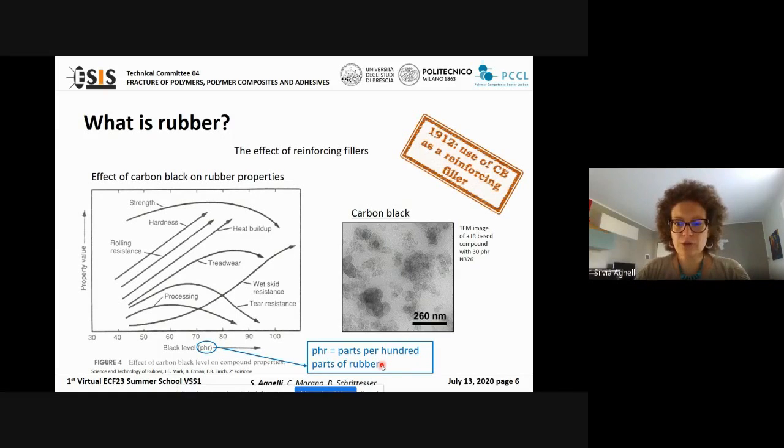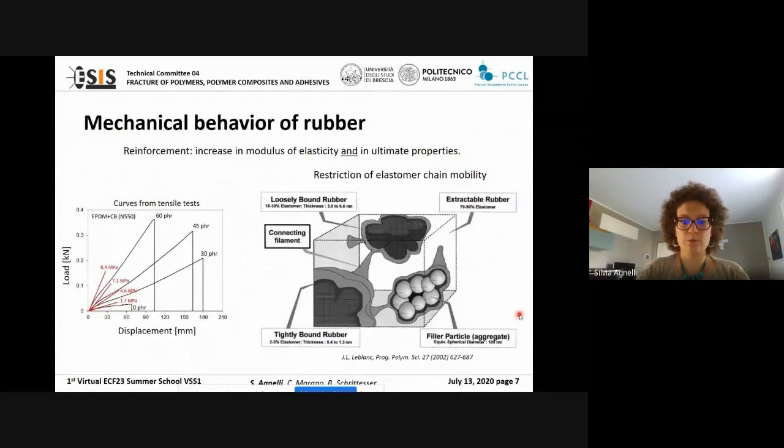The introduction of carbon black into rubber allows to increase not only stiffness, but also ultimate properties like the strength. This is not common in plastics. This happens because the filler is able to modify the properties of the matrix. Close to the filler surface, in fact, the mobility of the elastomer chains is restricted by the presence of the hard filler.